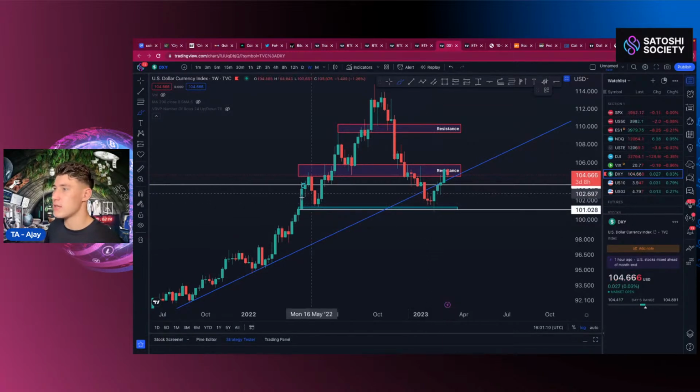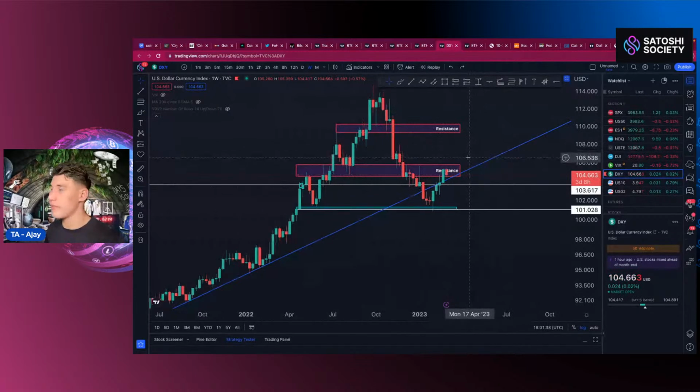However, the DXY found some strong support here, from this previous swing low. And we saw a really, really nice bounce. But what happened during that bounce? For the first 2 weeks of testing this line, we continued to get rejected from it. We could not break above it. But the third week, we finally broke above it. As you can see right here, we've got a nice big candle breaking above this previous support, now resistance level. Now we can start using it as support.